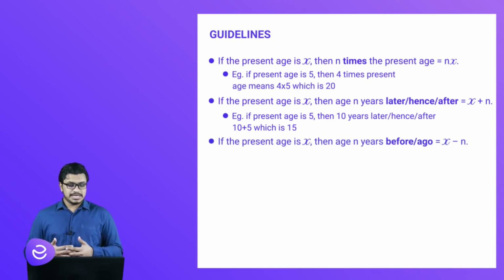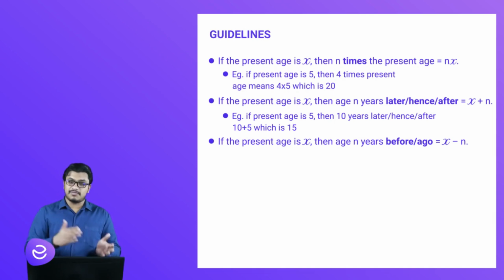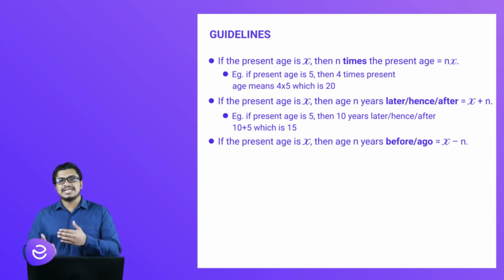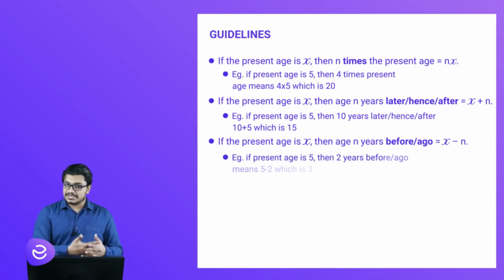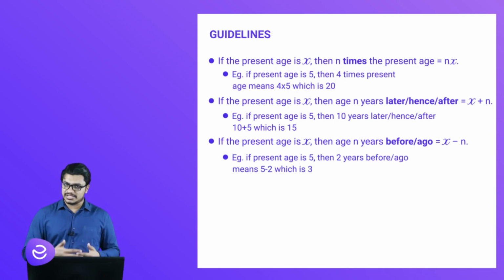Now the third one. If the present age is x, we'll get words like before and ago. Ten years before, or 5 years before, 5 years ago, means subtraction. If the present age is 5, then 2 years before or 2 years ago means 5 minus 2. If the present age is x, 2 years before means x minus 2. So we have to do subtraction there.